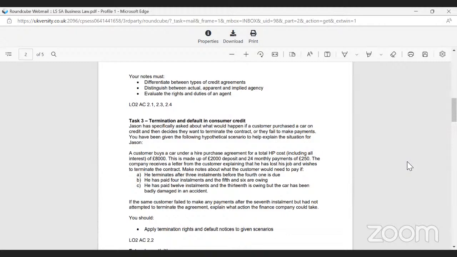You must distinguish between actual, apparent, and implied agency. You must also evaluate the rights and duties of an agent. And this is all in learning outcome 2, and you need to look at 2.1, 2.3, and 2.4 to complete this bit of it. So this is task 2.